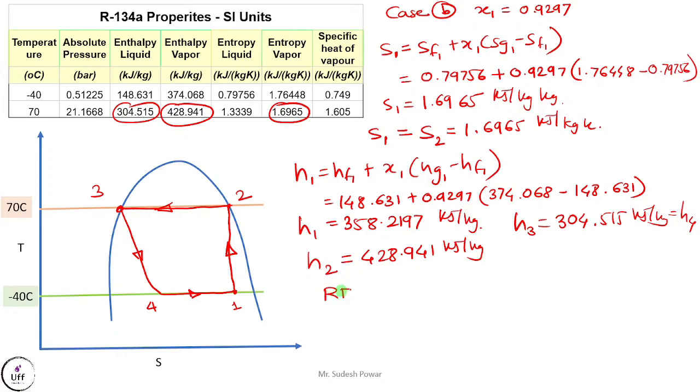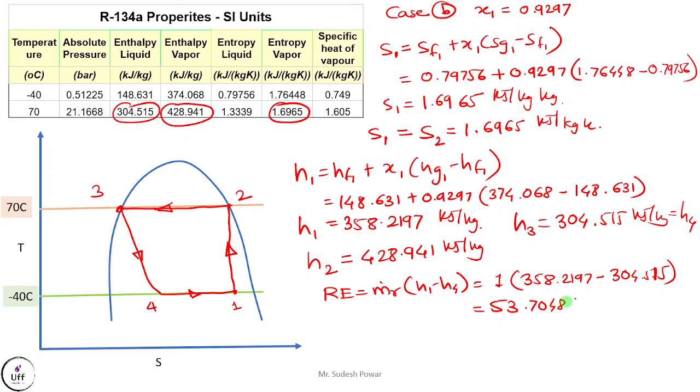So refrigerating effect we can find out as mass flow rate of the refrigerant into H1 minus H4. So just we'll put the values. So refrigerating effect we are getting as 53.7048 kilojoule per kg. Similarly, you can find out the work input. So mass flow rate of the refrigerant into H2 minus H1.